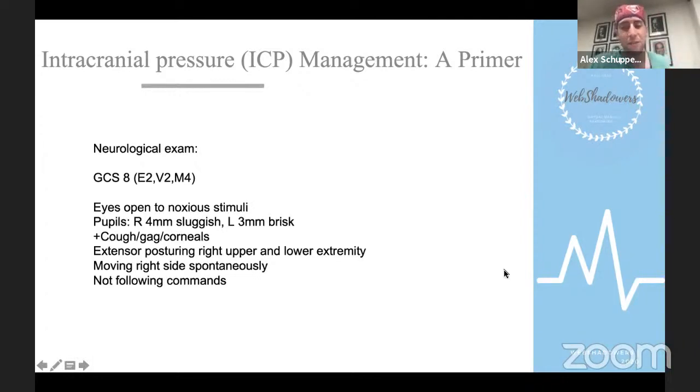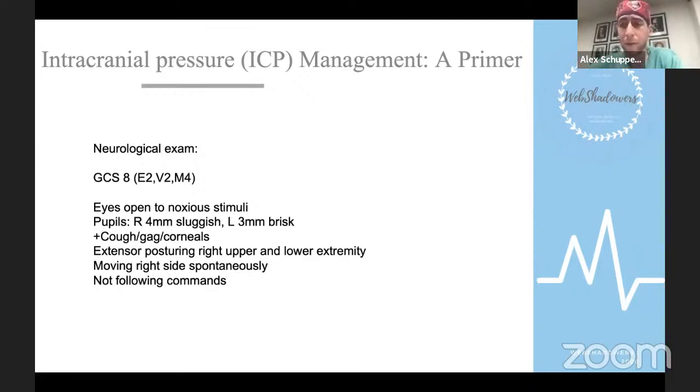All right, so this is his neurological exam. His eyes are open to noxious stimuli. This means that when you just yell at him, say, hey, Mr. Smith, he doesn't open his eyes. But when you pinch him or you give him a big sternal rub, he'll open his eyes.